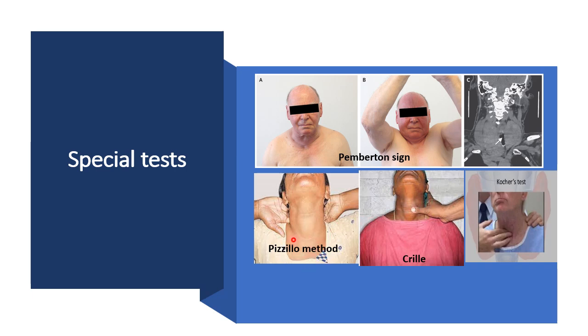Here is Pizzillo's method, where the patient uses his hands to extend the neck, and the hands are used to rest the head as the neck is extended to make the gland more obvious. This is very important for patients with a very short neck. This is Crile's method, where pressure is applied onto the individual lobes to detect small nodules in the lobe. And here is Kocher's test, where pressure on the nodule from the thyroid may result in stridor due to compression of the trachea.